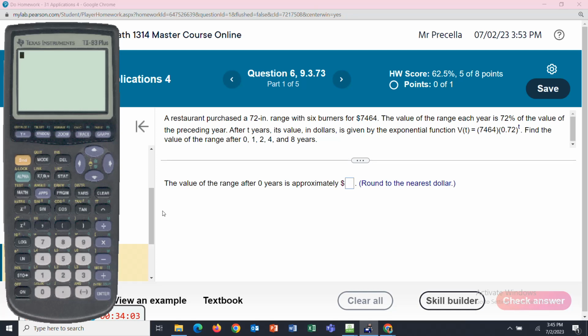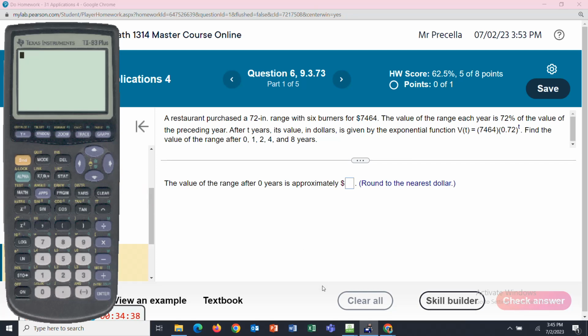After t years, its value in dollars is given by the exponential function v of t equals 7464 times 0.72 to the t power. Find the value of the range after 0, 1, 2, 4, and 8 years. Okay, so a little bit of a depreciation problem.